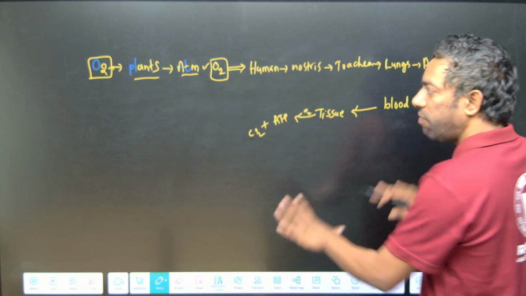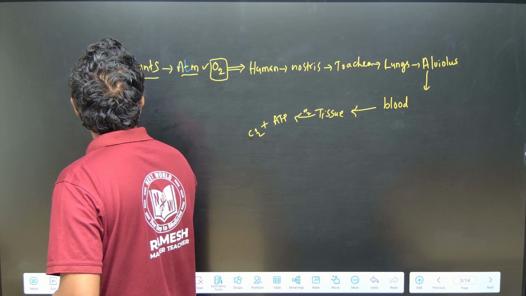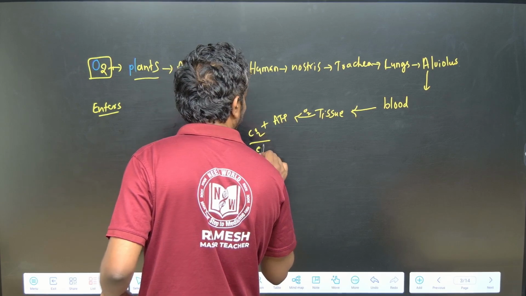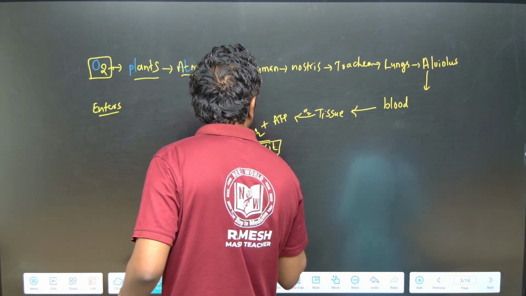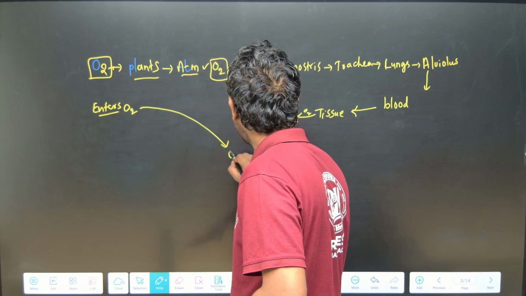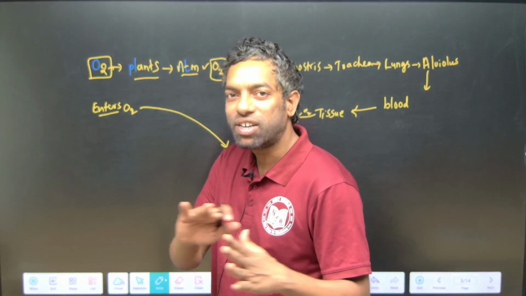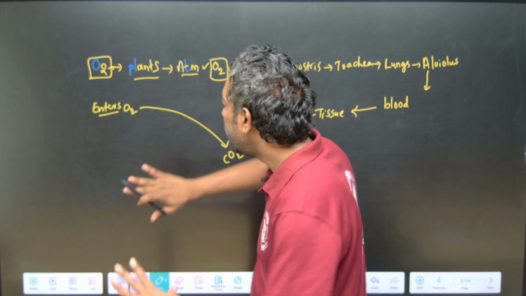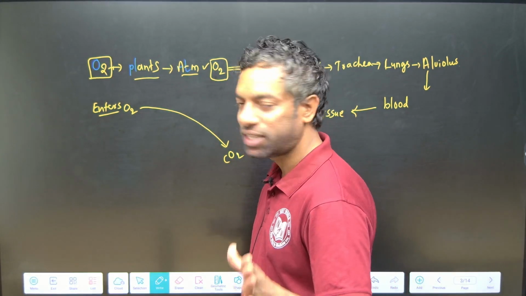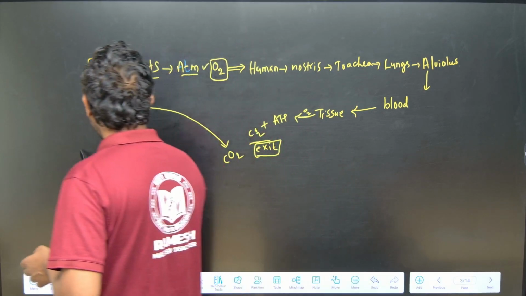This is the pathway where oxygen enters and carbon dioxide exits. The oxygen is converted into carbon dioxide finally in the tissue. This is the pathway where the oxygen enters and exits. In this pathway there are steps involved. First, external respiration.